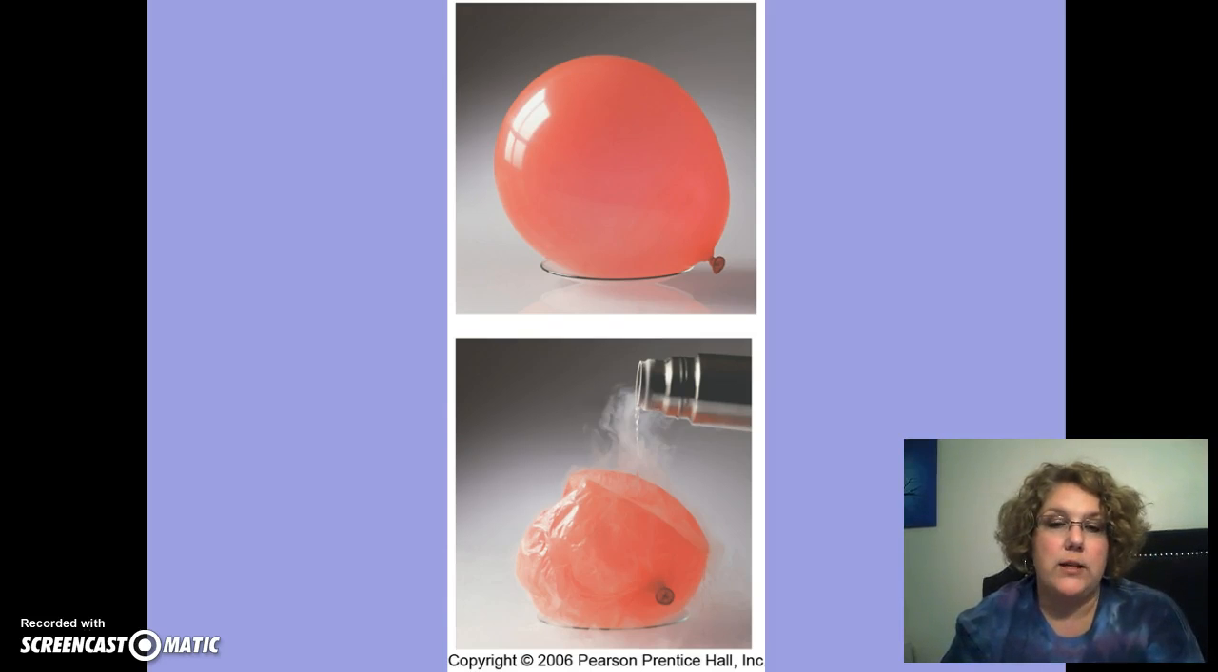Now, do we have a constant number of moles here? Yes, the balloon is sealed, so there's so many moles of air in there. So moles are constant. Pressure is also constant because we're at room pressure. So when we lowered the temperature, volume decreased.